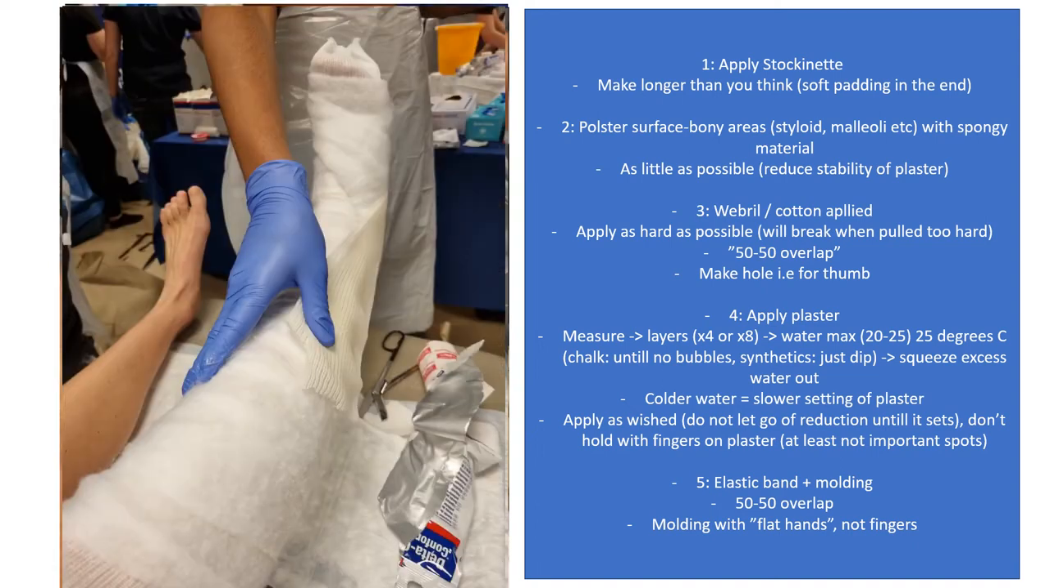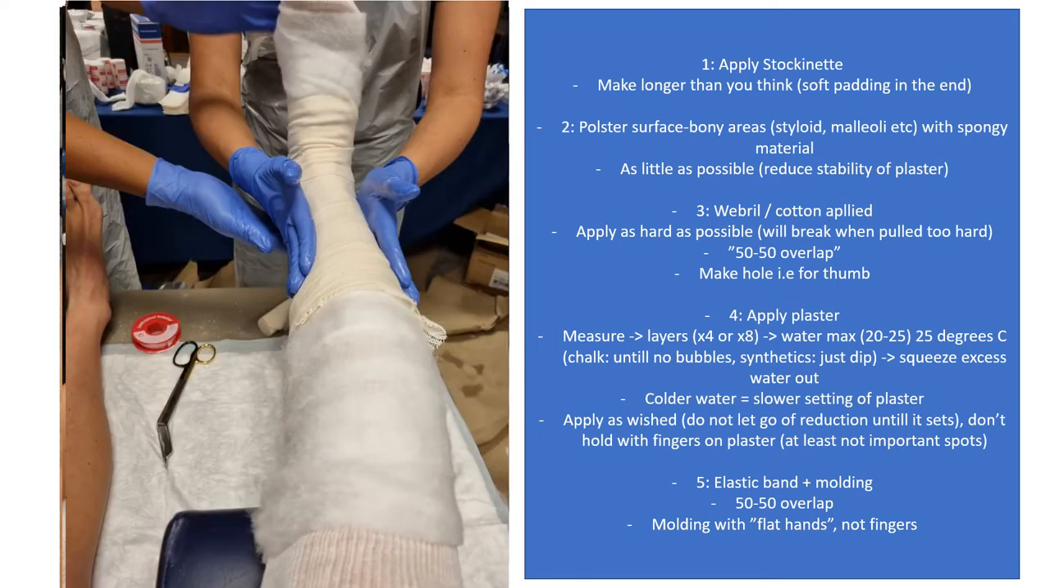And then you slap on the splint. You have measured out how far it goes up. This is polyester, so it's four layers. You dip it into water, and then you apply it here, and then you have someone to hold it. There's no one holding this right now, but if it was a real patient, they would hold the toe here, and then you just mold it with your hands like this, flat hands.